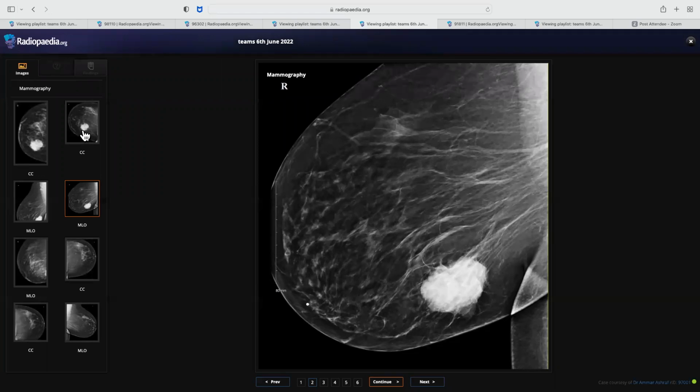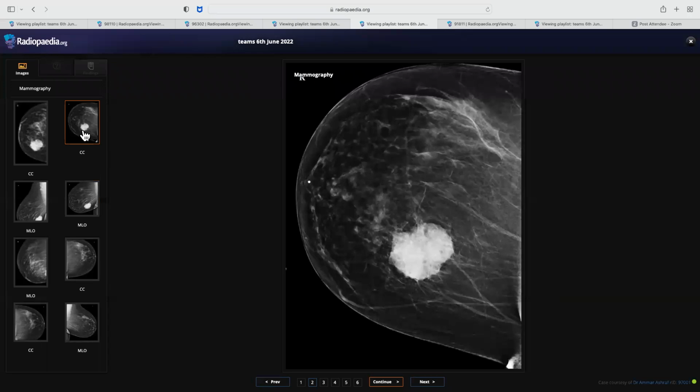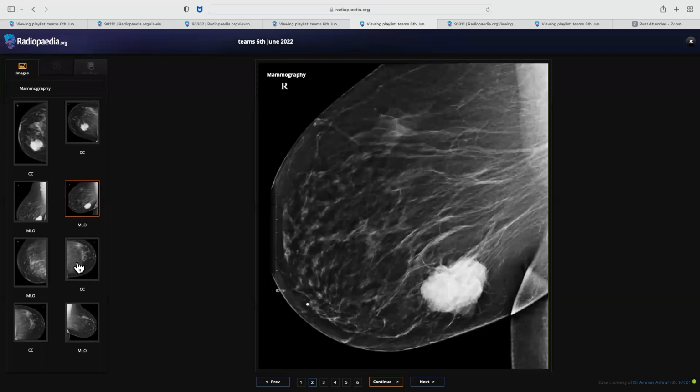Which quadrant did you mention? Lower inner quadrant. Okay. And it's showing lobulated contour. There's no evidence of any microcalcification, no overt microcalcification seen there, and it's very well away from the skin. There is no obvious skin thickening, no desmoplasia, and there is no nipple retraction, and the ipsilateral axilla also looks fine to me.